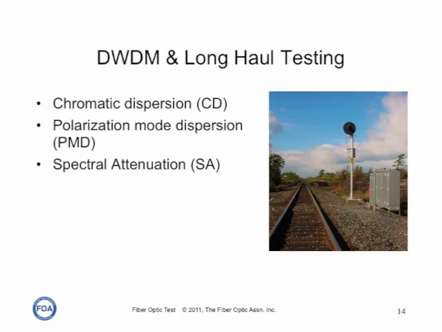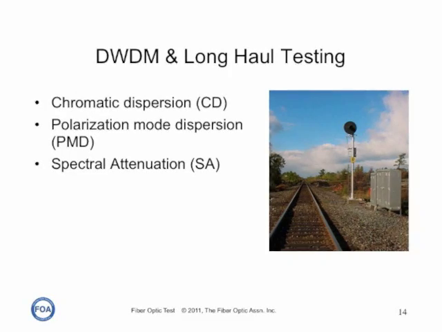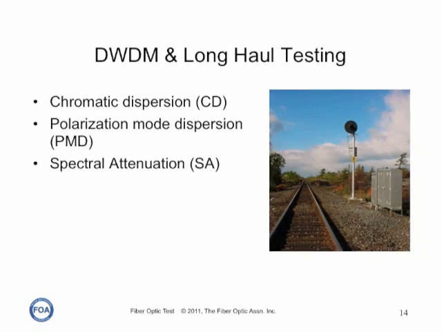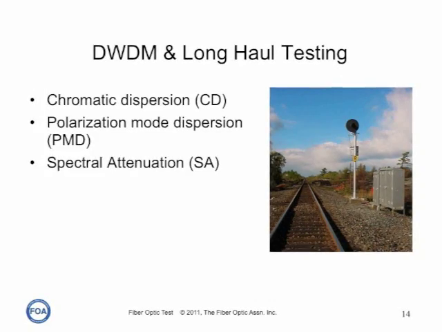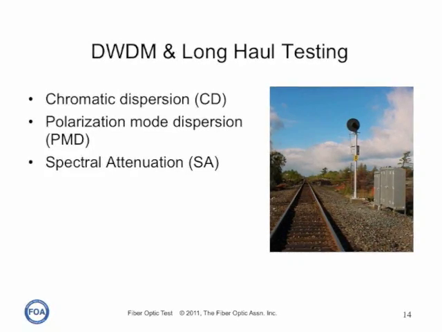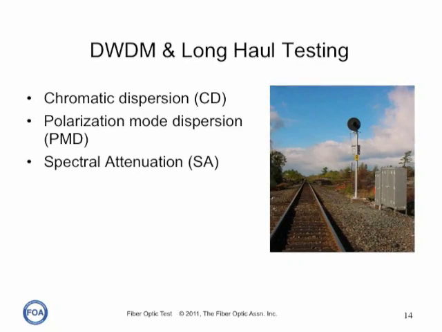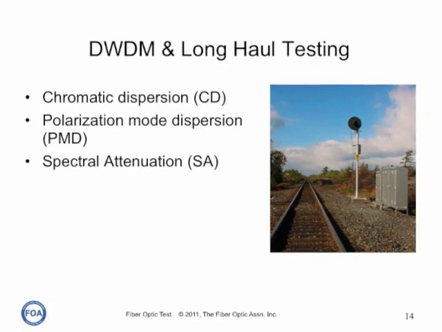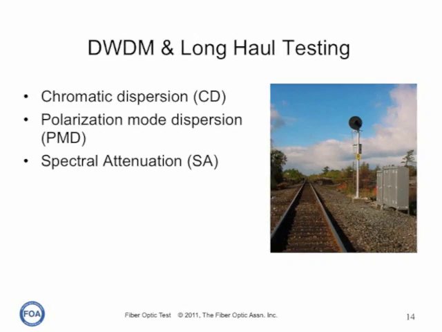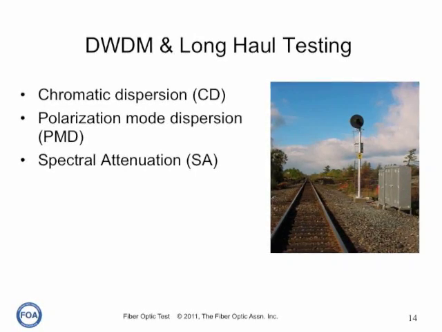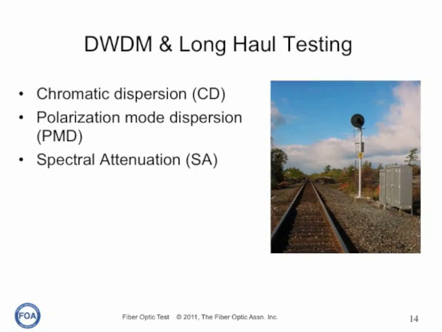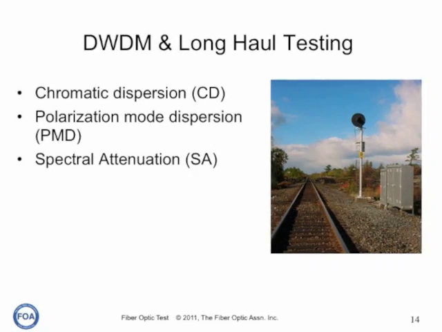Very long distance networks need special testing, primarily for the dispersion that limits the bandwidth over long distances, chromatic dispersion and polarization mode dispersion, and then they need to be tested for spectral attenuation because dense wavelength division multiplexing uses a wide spectral band in the fiber, and the fiber must support all of those different wavelengths for the entire length of the span.